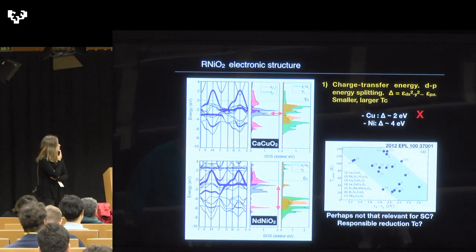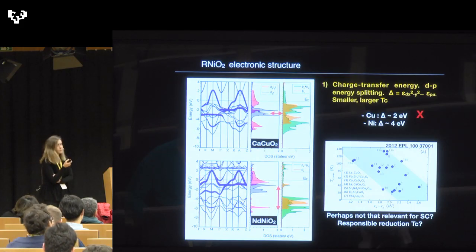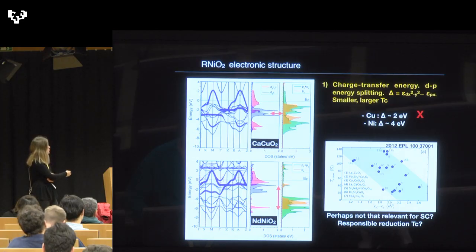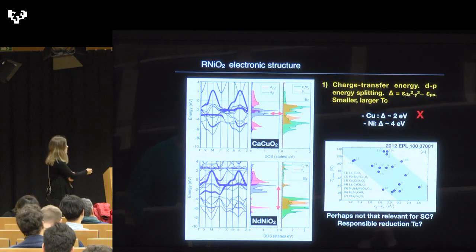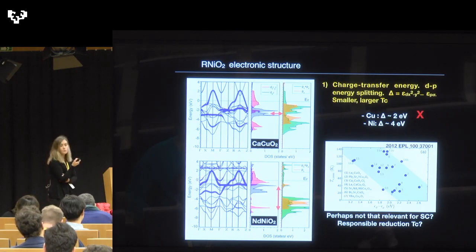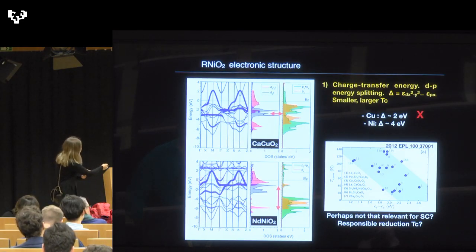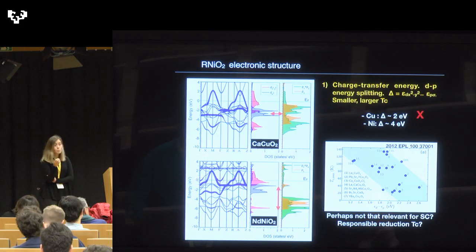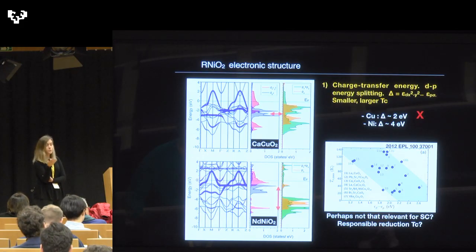Now, in cuprates, people have actually spent the time to correlate directly the value of TC with the value of this DP energy splitting. And that's what is shown in this graph, where different blue points actually represent different cuprates. The only thing that I want you to look into here is that the maximum value of the DP energy splitting that you can get in a cuprate is around 2.6 eV. So, of course, the nickelate value would be way out of the bounds of superconductivity, at least in the cuprate context.